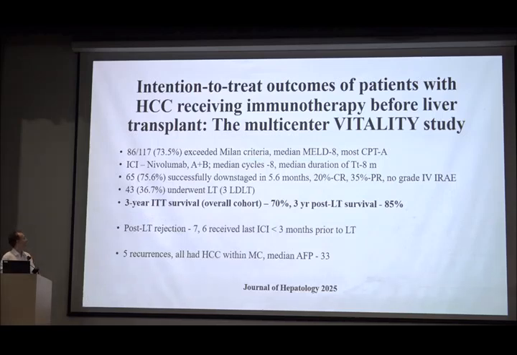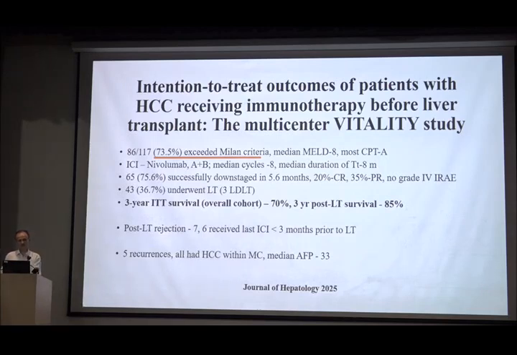The intention to treat outcome of patient with SCC who received ICI therapy before liver transplantation from 6 US high volume academic centers. Out of 117 patients analyzed, nearly 73.5% patients, nearly 3/4 of these patients exceeded Milan criteria, and this therapy was given to downstage the tumor to enable them within Milan criteria. Most common ICI use was the nivolumab and the A+B therapy. Median cycles was 8, and median duration of treatment was 8 months.